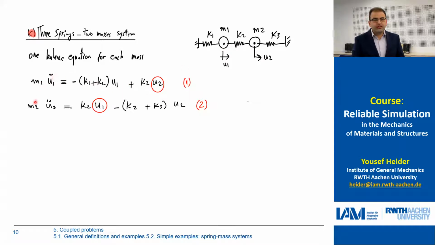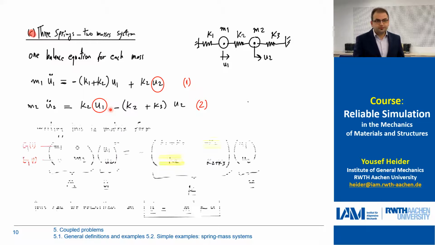For each mass, we can put the balance equation, and it's clear that we have u1 and u2. You see, for instance, in the first equation, which is the balance equation for the mass m1, we have u2, so we have information from the other mass. And if we look at the second equation, which is the balance equation for the second mass point, m2, we see that we have u1, so we have information from the other equation. So it's clear we have a coupled system of equations, and this is a simple coupled problem.